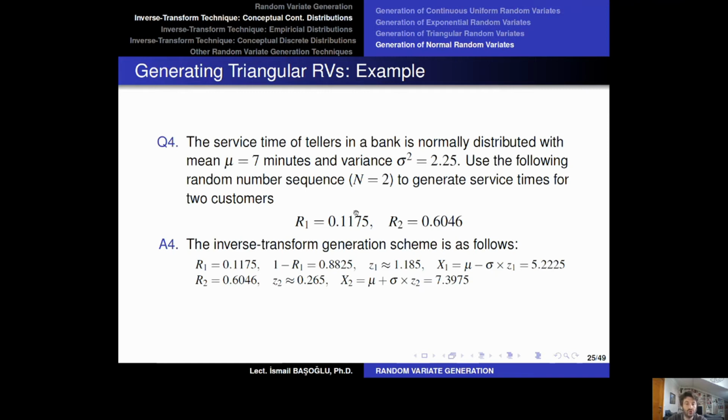So again, we are going to use these two random numbers to generate service times for two customers. Now, R1 and R2 are here. You see, my first random number is less than 0.5. What am I going to do? I am just going to calculate 1 minus R1, which is 0.8825 in this case, and I will identify the critical Z value for 0.8825. So let's check that out.